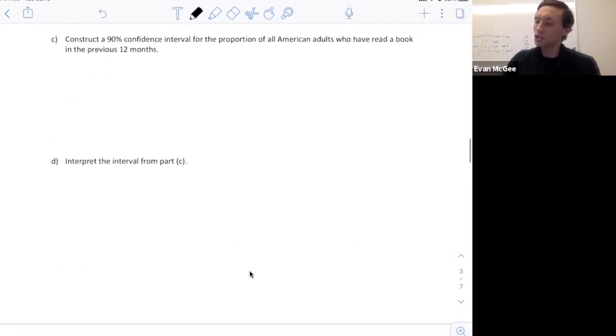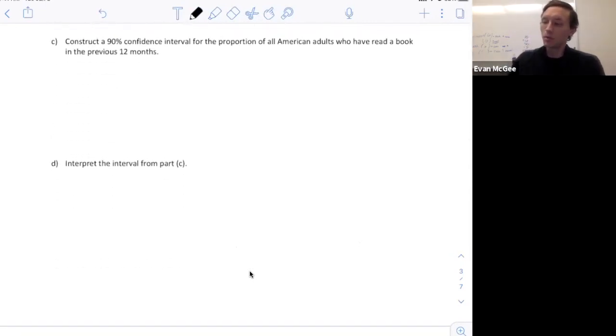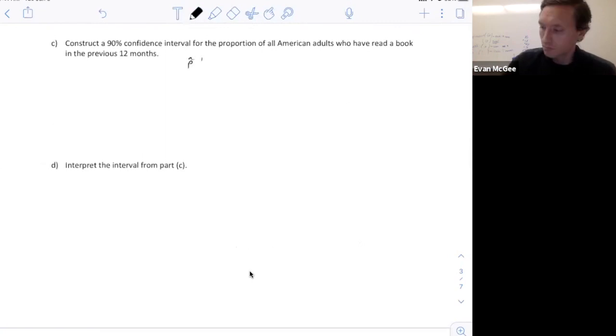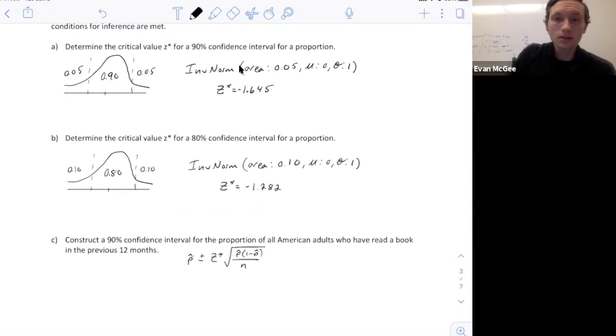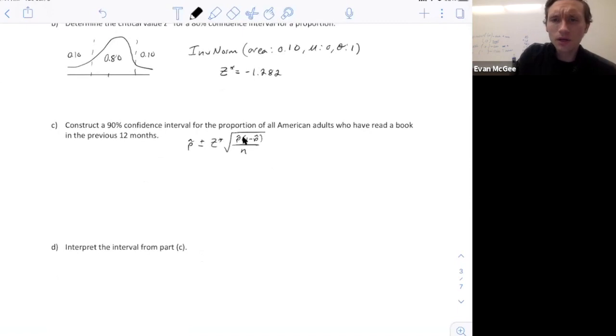Now they want us to actually construct the 90% confidence interval for the proportion of all American adults who have read a book in the previous 12 months. So now just write out what a confidence interval formula is. You have your statistic plus or minus the margin of error. So we have all the components here. We took a sample and we had 73% read a book in the previous 12 months. The critical value for a 90% confidence interval, we just found back here, is 1.645. And then we're going to plug in and calculate the standard error.